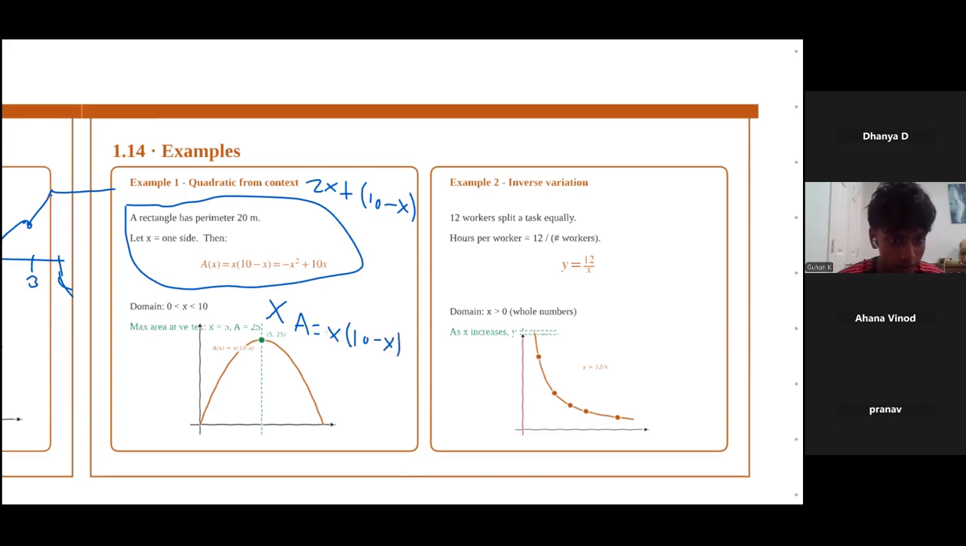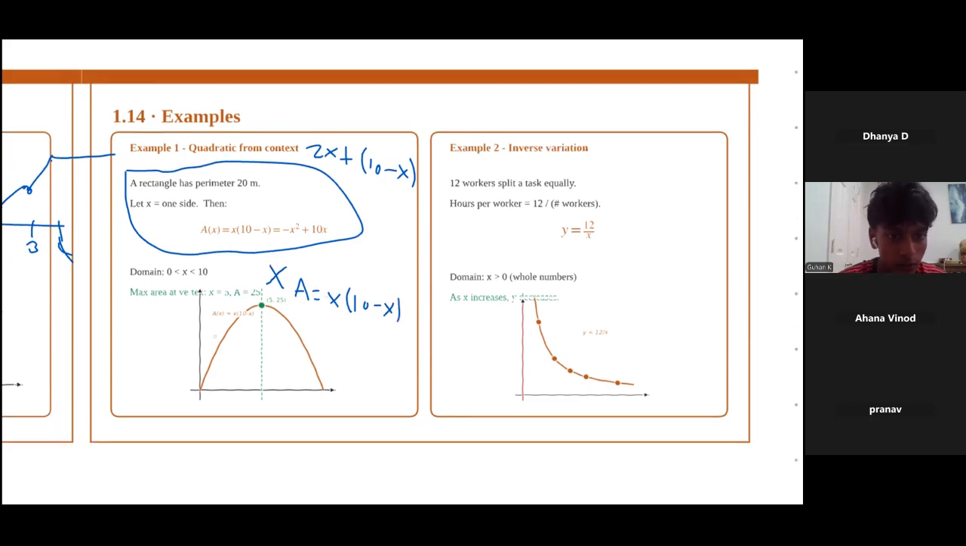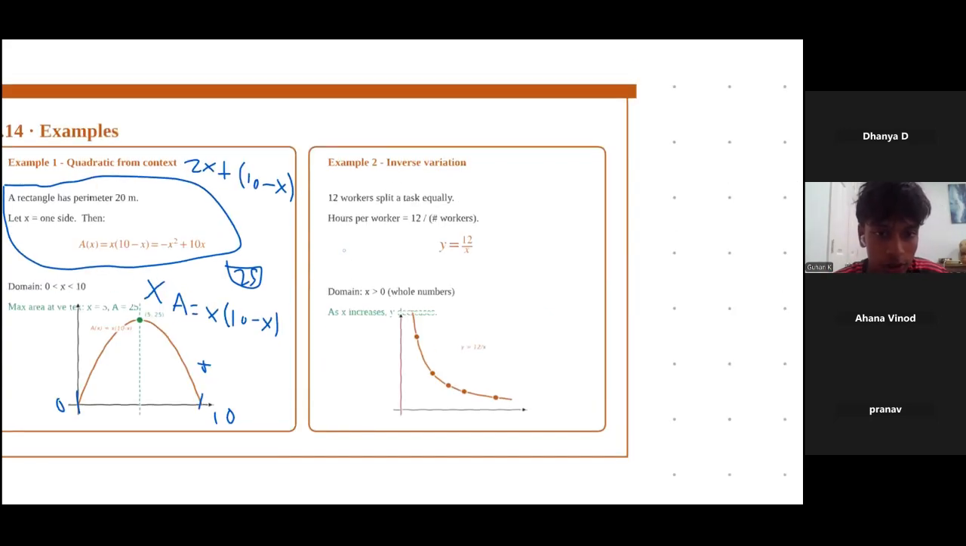Max area at the vertex is going to be x equals 5 when the area is 25. And that's just from using this graph, right? Because we can just factor like negative x times 10 minus x. Then we're going to have a point at 0 and a point at 10. So halfway is going to be where our quadratic vertex is, which is 5. We plug in 5, we get 25. And that question was kind of worded weird, so don't take too much from that one. And then this one should be a little better.